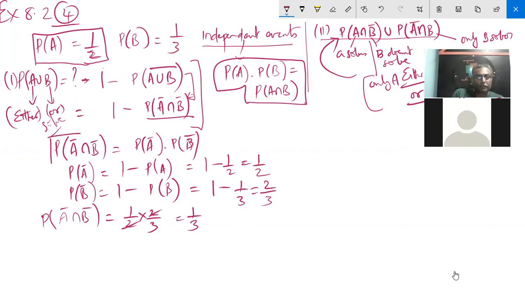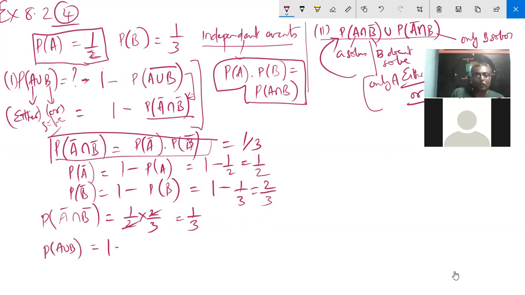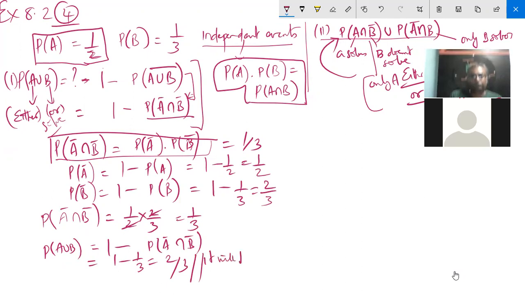So this is equal to 1/3. Now what we need is 1 minus P of A not intersection B not. So P of A union B is equal to 1 minus P of A dash intersection B dash, which is 1 minus 1/3, equal to 2/3. So the probability that it will be solved by someone, either A or B, is equal to 2/3. This is one part of the sum.